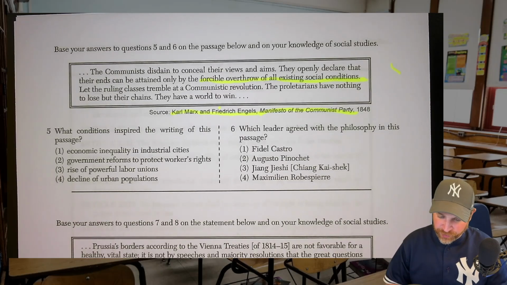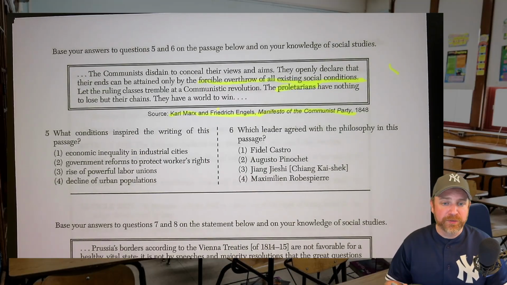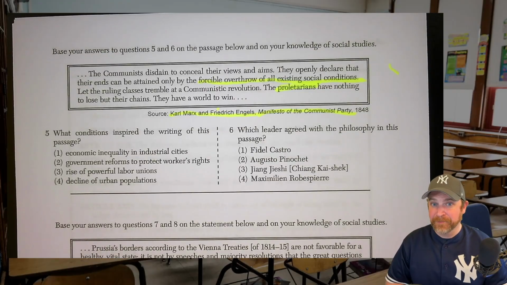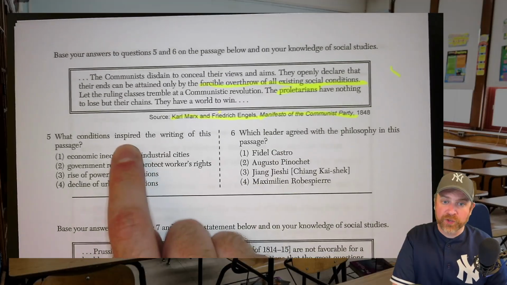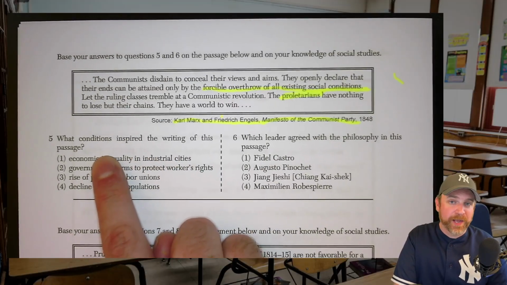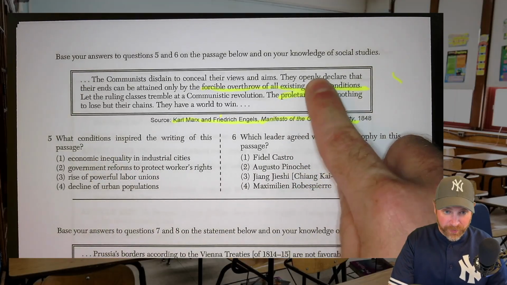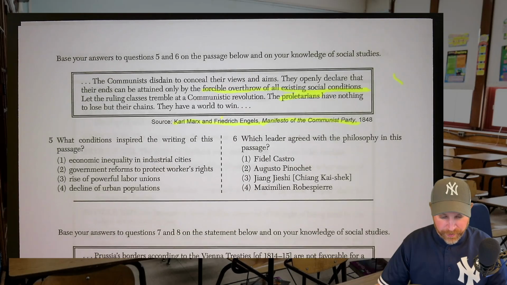Let the ruling classes tremble at a communist revolution. The proletarians, that's the working class in the factories, have nothing to lose but their chains. They have a world to win, right? So kind of equating working in a factory to almost like being a slave. So you have to kind of break your chains and rise up and fix the situation. So question 5 says, what conditions inspired the writing of this passage? So another way of saying basically, what were the historical circumstances for this source? What had to come first? Look at choice number 2. It says government reforms to protect workers' rights.